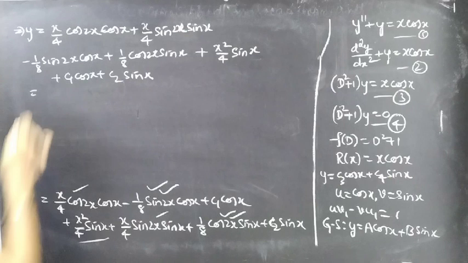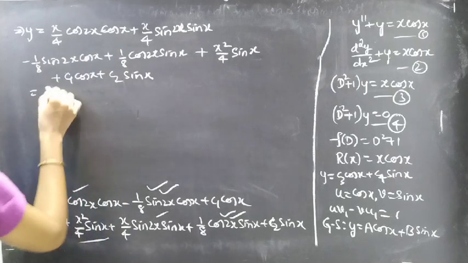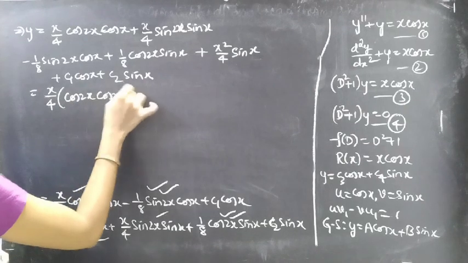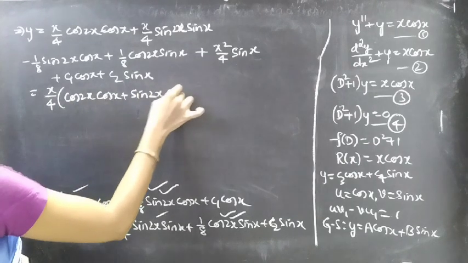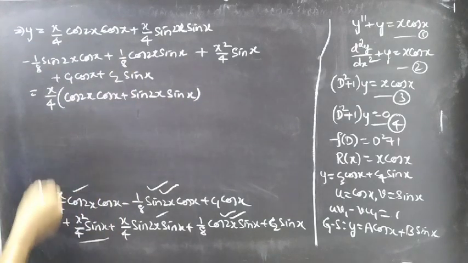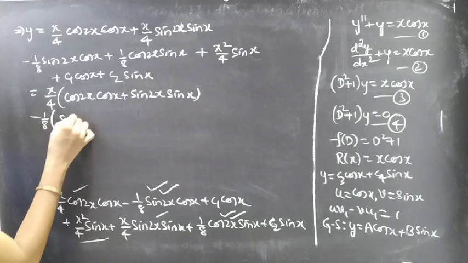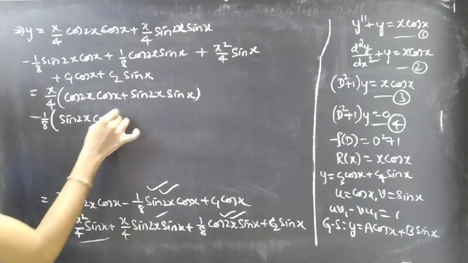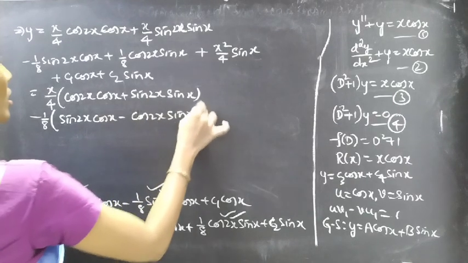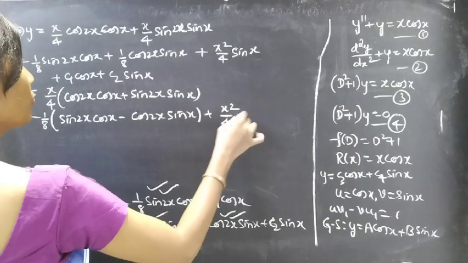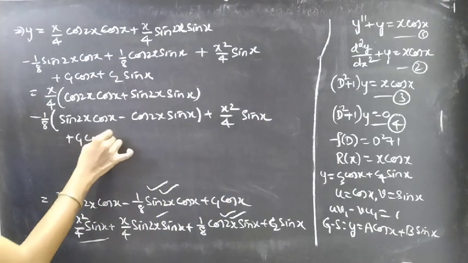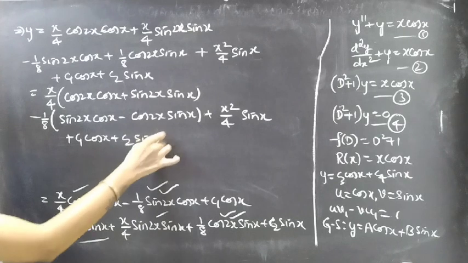Right? Now take x by 4 common from these two terms. We'll get x by 4 of cos 2x cos x plus sin 2x sin x. Now take minus 1 by 8 common from the next two terms. We'll get minus 1 by 8 of sin 2x cos x minus cos 2x sin x plus x squared by 4 sin x plus C1 cos x plus C2 sin x.